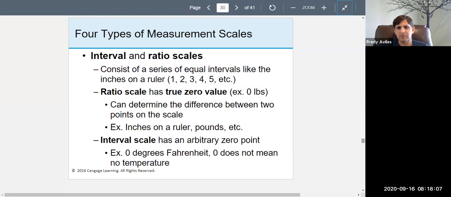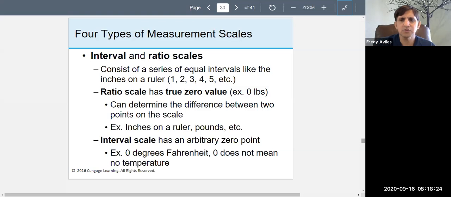But with ratio and interval scales, we're talking about things that are measured with numbers. Except that the ratio scale has a real zero that means nothing. An interval scale does not have a real zero. The zero does not mean nothing.